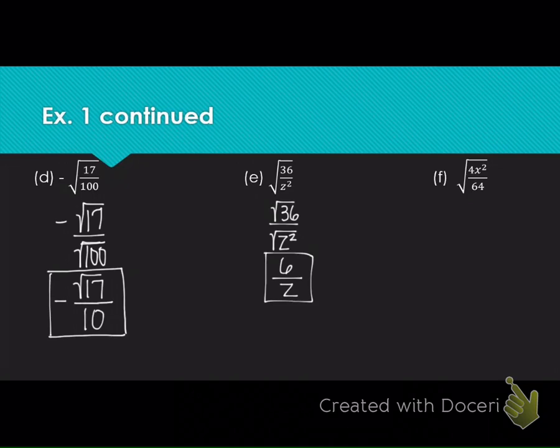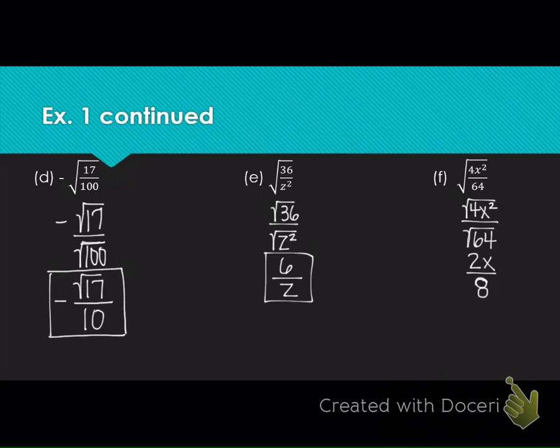Look at letter F. What's the first thing we're going to do with letter F? Split it up. The square root of 4x squared divided by the square root of 64. What is the square root, Malcolm, of 4x squared? 2x. The square root of 4 is 2, and the square root of x squared is x. And Kayla, what's the square root of 64?